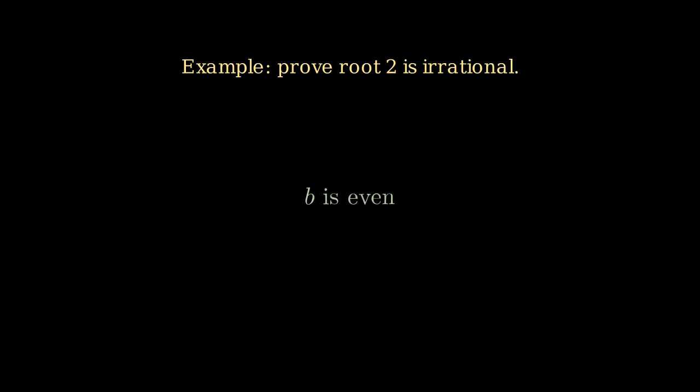Divide both sides by 2 and you get b squared equals 2 times k squared, which means b is even too. But wait, we assumed a divided by b was already in lowest terms, meaning a and b share no common factor. We've just shown both a and b are even, so they do share a factor of 2. That is a contradiction, so the original assumption was false, and the square root of 2 must be irrational.